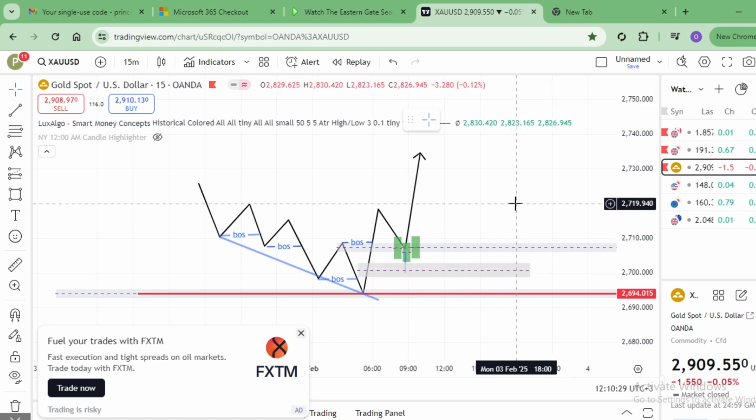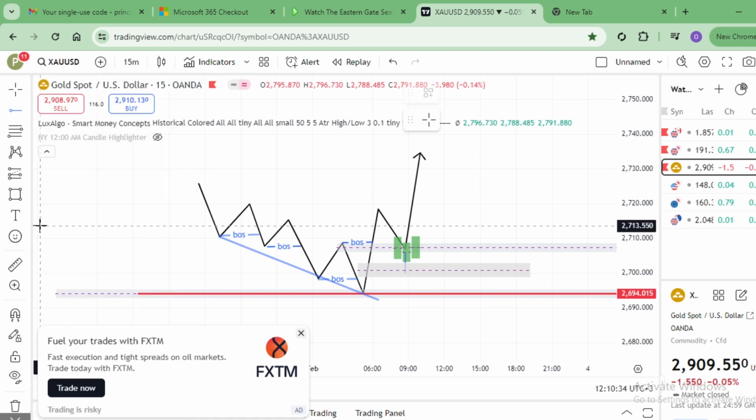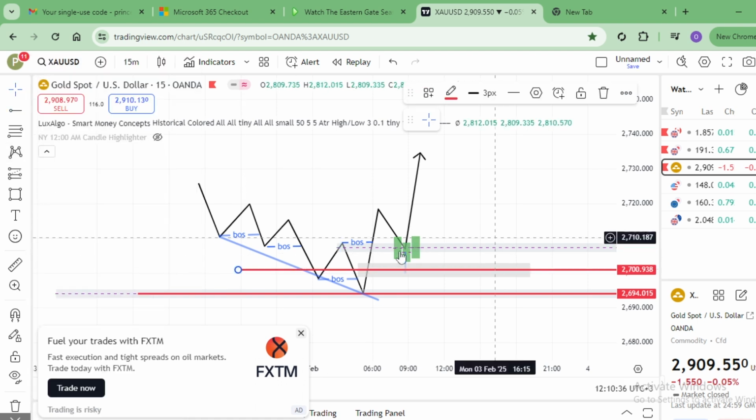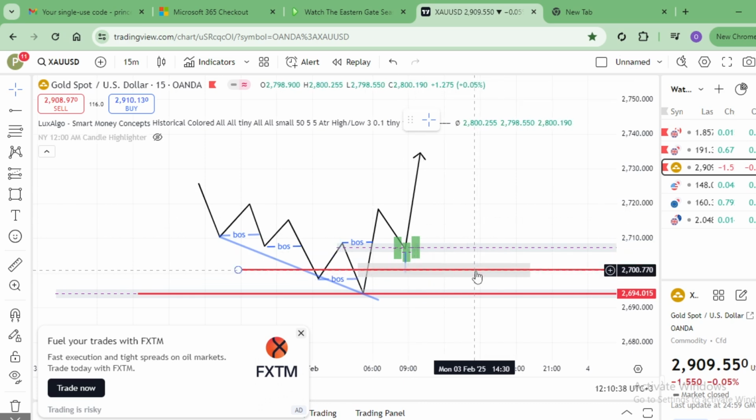And if you see on my rectangle here, we have a line in between giving us 50% of that rectangle.